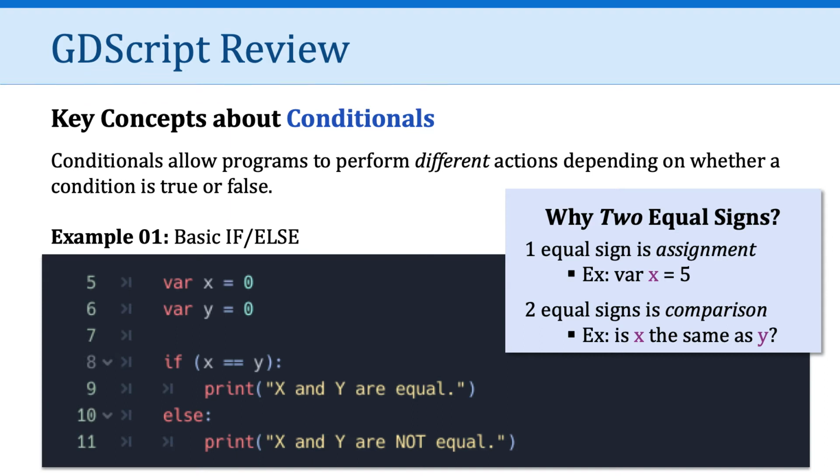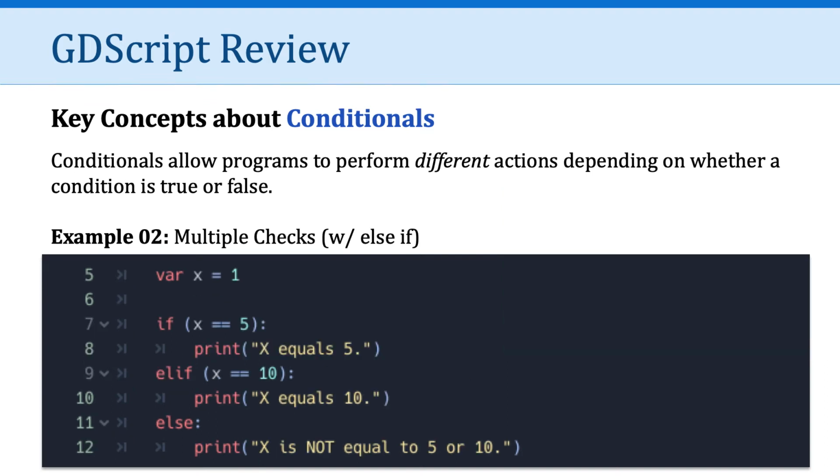So this is an important concept that applies across lots of programming languages. And just like Python and GDScript, there's a difference between assignment and comparison. So two equal signs is the equivalent of asking, are these two variables the same? And if they're true, then do one thing. If they're not, do something else.